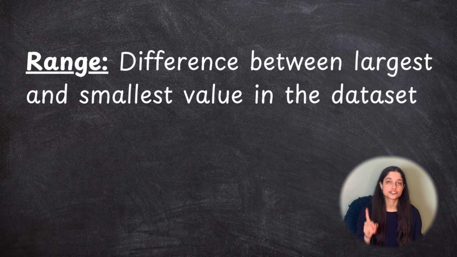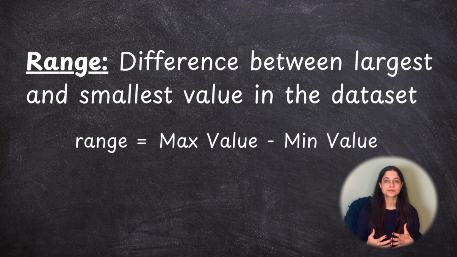The first measure is range, and it's just the difference between the smallest and the largest value in a data set. This isn't a very robust measure because it's greatly affected by outliers. If you all of a sudden have one data point that is very high or very low in your data set, the range will drastically change.